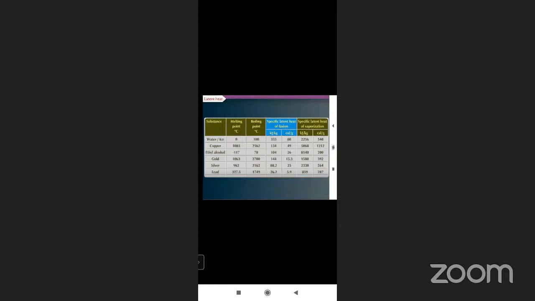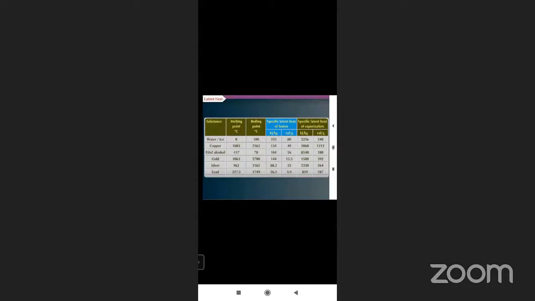The melting point is 327.5 degrees Celsius. Then boiling point is 1749 degrees Celsius. Then specific latent heat of fusion for lead, it is 26.2 kilojoule per kilogram and 5.9 calorie per gram. And last, that is specific latent heat of vaporization of lead is 859 kilojoule per kilogram and 207 calorie per gram. So please go through this chart, learn it by heart.